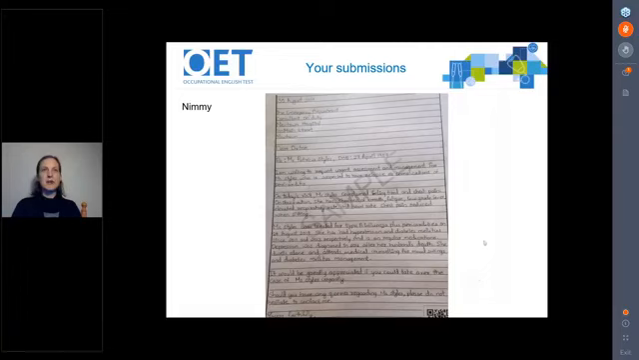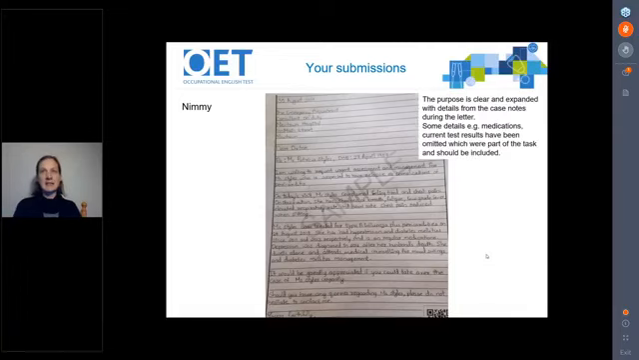This letter from Nimi again has a clear purpose, and this is expanded with details from the case notes during the letter. But some details have been omitted which were part of the task. So for example, the medications that the patient takes and their current test results have been omitted, which were part of the task, one of those action points that were supposed to be included in the letter. And so that would have an impact on the score for content with this letter.